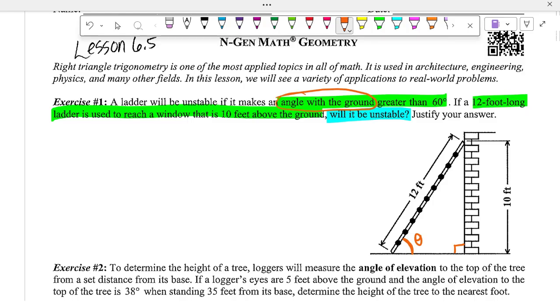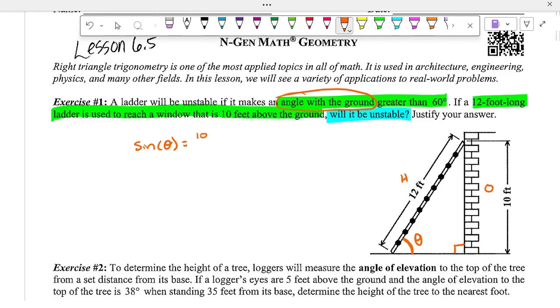So first off, let's label our triangles. Given the sides that I'm given, in reference to that angle theta, what's the 10? Opposite. What's the 12? Hypotenuse. So what trig ratio am I using? Sine. So let's just set it up that we already have it. So I have sine of theta is equal to what?